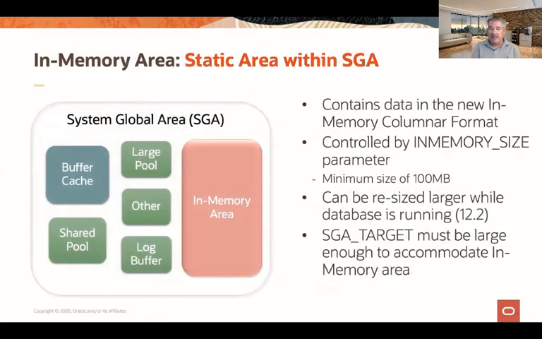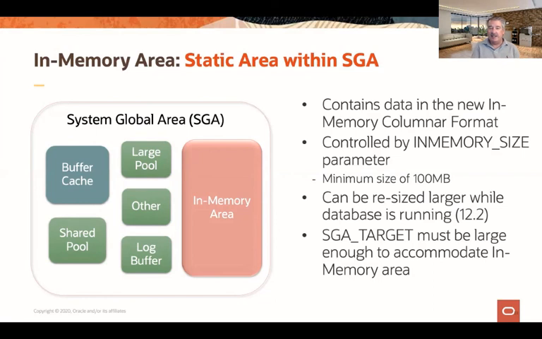When you allocate the inmemory_size parameter, we actually allocate the column store in the SGA along with the other things like the buffer cache and the shared pool. And so we preserve the Oracle database architecture. We haven't changed anything as far as how Oracle database runs. It still runs the same. DBAs don't have to know anything different really. It's just another area within the SGA where we store the columnar formatted data.